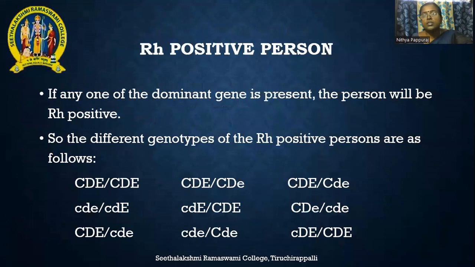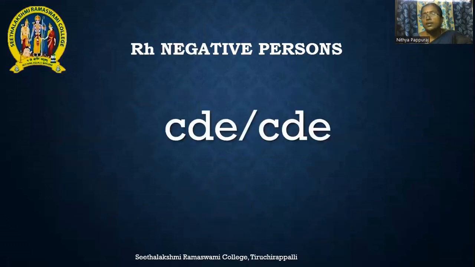In an Rh positive person, if any one of the dominant genes is present, the person will be Rh positive. So the different genotypes of the Rh positive person are as follows. These are the different combinations of CDE genes, different types of genotypes which represent only Rh positive persons. The negative person has only small letters of c, d, e and c, d, e.